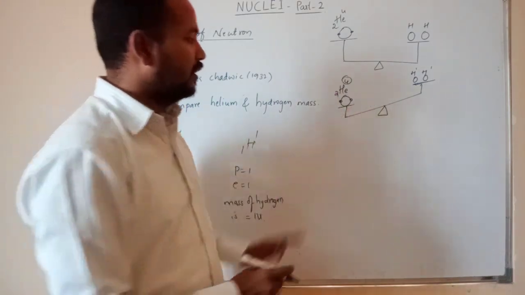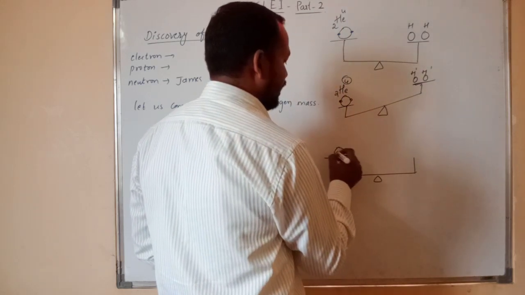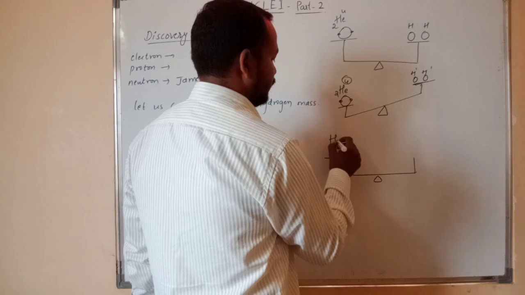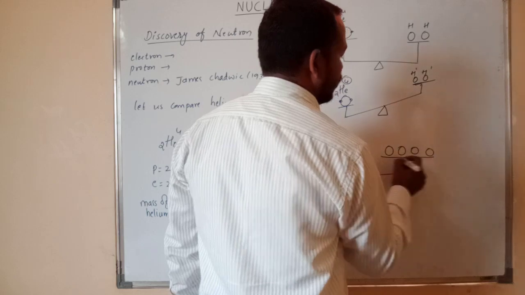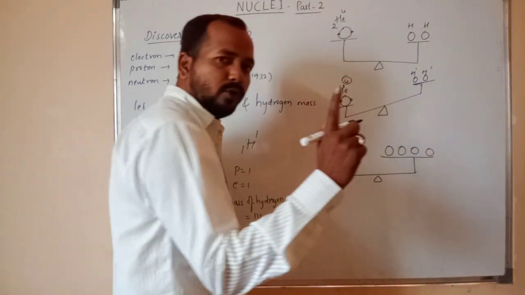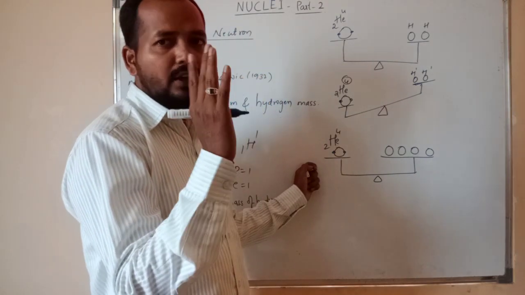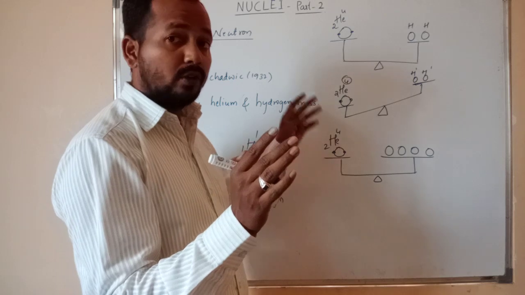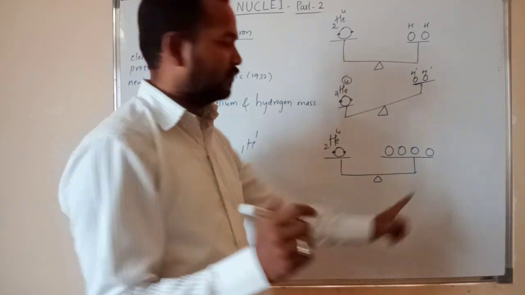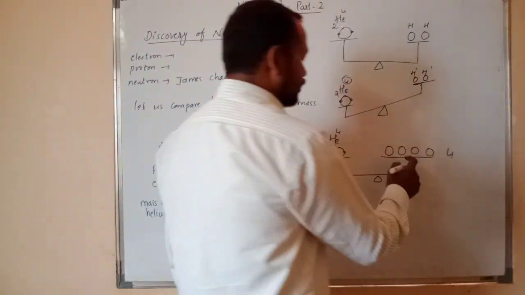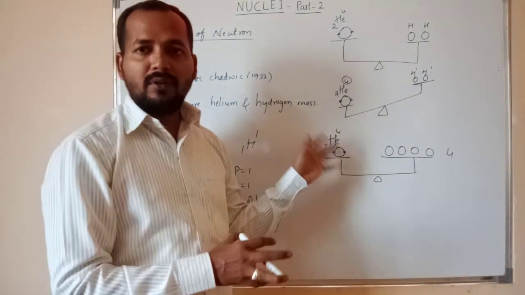If you want to balance this one, I have to take 1 helium atom and 4 hydrogen atoms. Because each hydrogen atom has 1 proton, and helium has a total of 4, because mass number represents the total number of protons and neutrons. 2 protons, 2 neutrons, total number is 4. To balance this, I have to consider 4 hydrogen atoms, right? Then only this will be balanced. And this is the problem with the calculation.